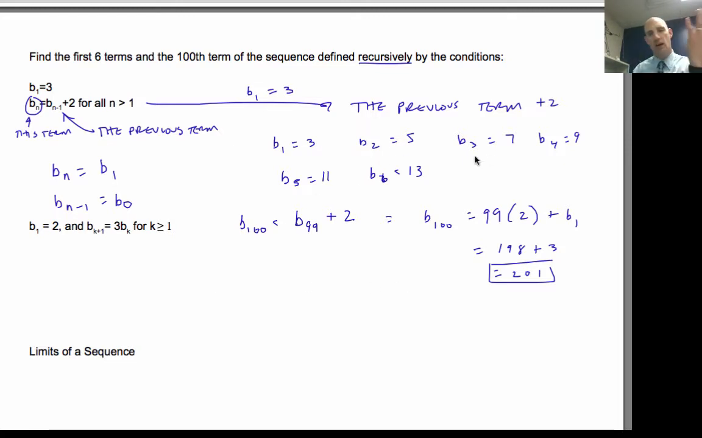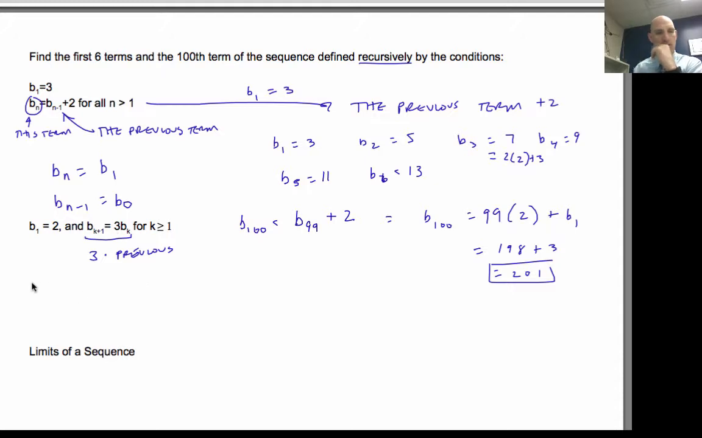So like b sub 3, it would be 2 sets of 2. So b sub 3 was equal to 2 sets of 2 because it's 2 beyond the first term plus 3. Okay. Next one. B sub 1 is equal to 2, and b sub k plus 1 is 3b sub k. So this means the next one is 3 times previous.